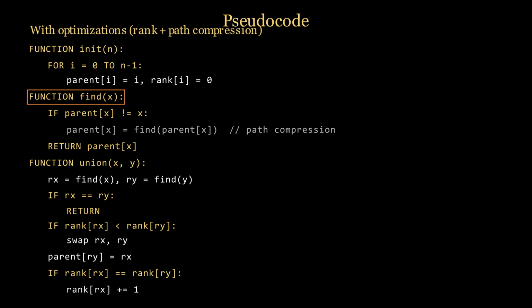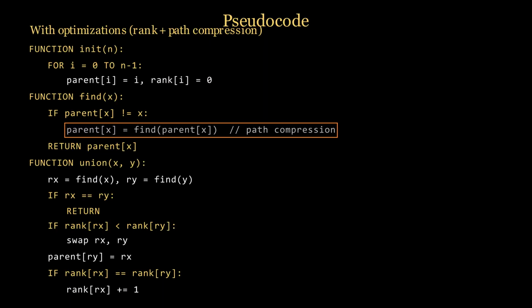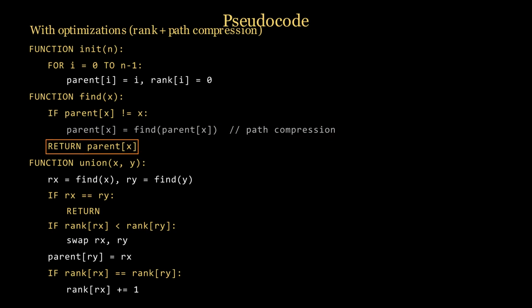Find with path compression. If x is not its own parent, recurse to find the root. Path compression, point x directly to the root so future finds are faster. Return the, now compressed, parent. Union with union by rank. Find the root of each. If already in the same set, nothing to do.